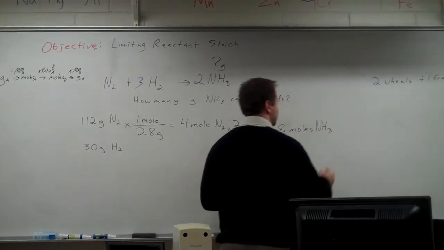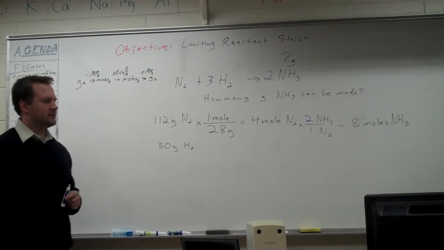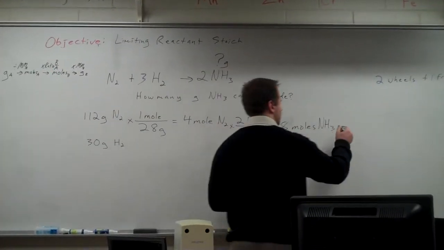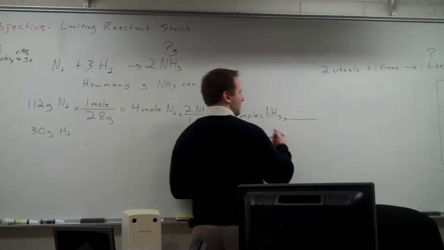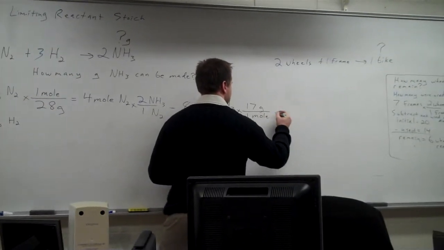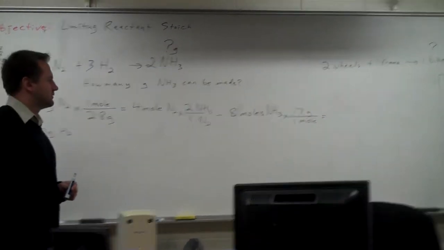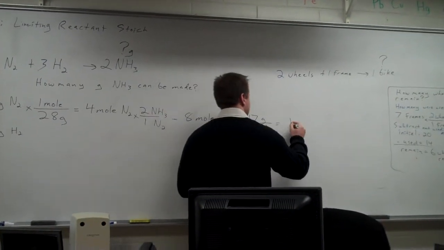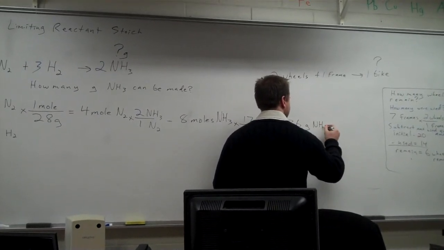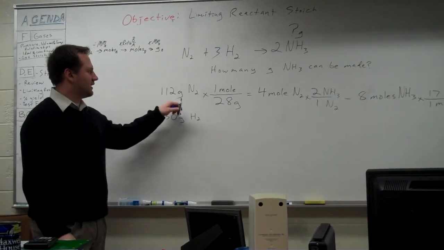Remember, we always write with our units of what? 8 moles of ammonia. Now to find out how much that's going to weigh, we multiply it by its molar mass. So, ammonia is 17 grams in 1 mole. So you multiply that out and you get 136, I hope. 136 grams of NH3. So that's how much you could make if you used up all the nitrogen.